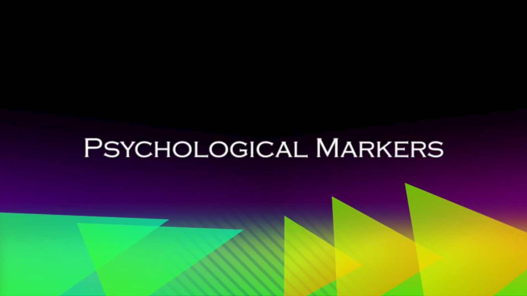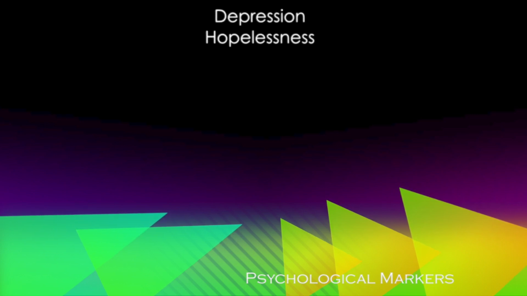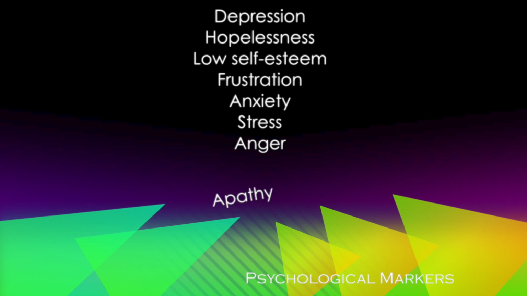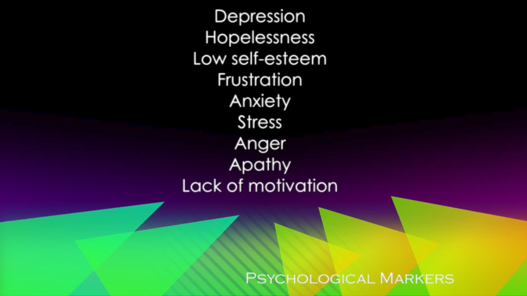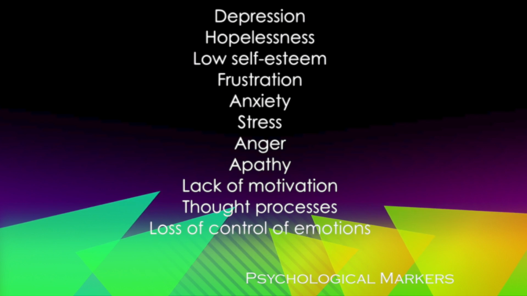Psychological markers. Some psychological markers include increased feelings of depression, hopelessness, and low self-esteem, frustration, anxiety, stress, anger, apathy, lack of motivation, changes in the thought processes in regards to attention span, memory, problem solving and organization, loss of control of emotions, and in rare cases, changes in personality.